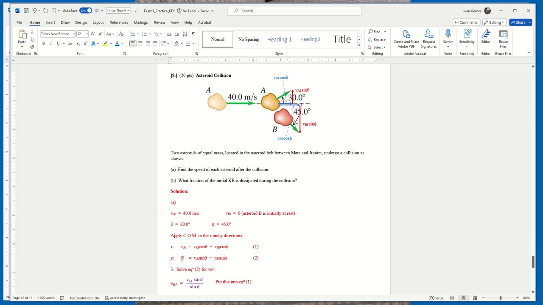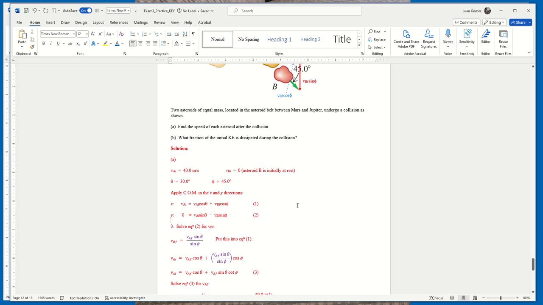Now, in the y direction, the initial momentum is 0. Why? Because asteroid B is initially at rest, and asteroid A is initially moving in the positive x direction. So there's no initial momentum in the y direction. The final momentum in the y direction is VA final sine theta minus VB final sine phi. Remember, the y momentum of asteroid B is negative, because clearly VBF sine phi is negative.